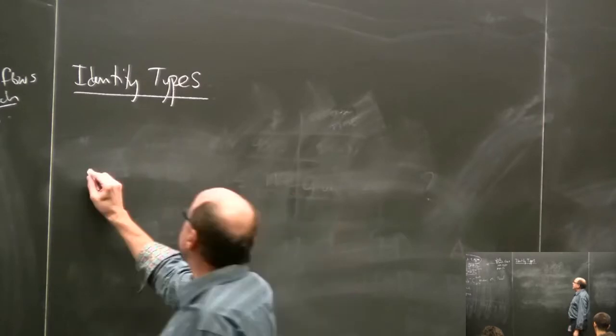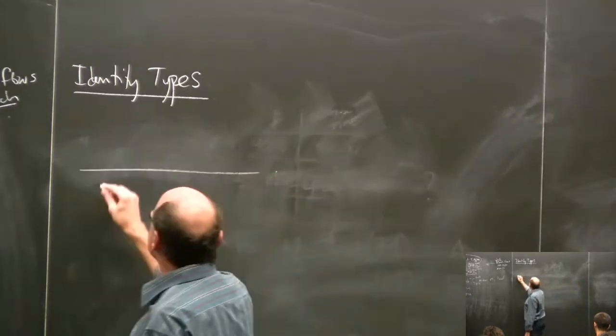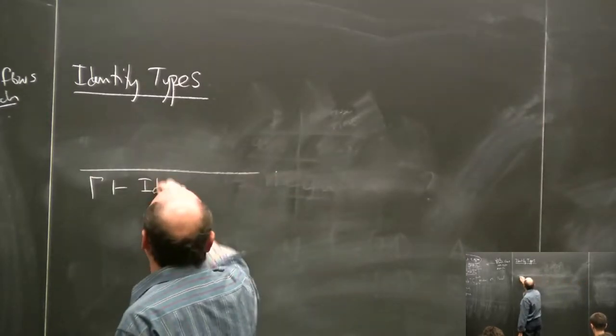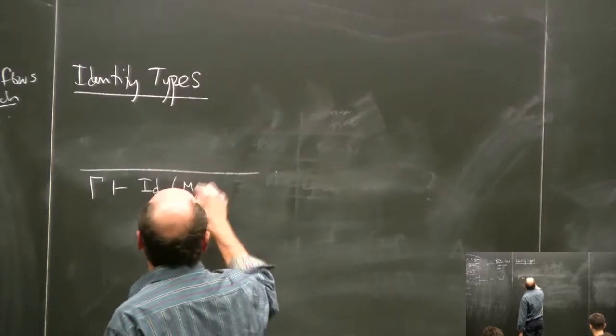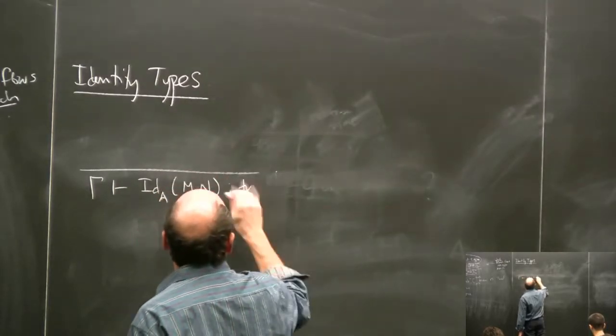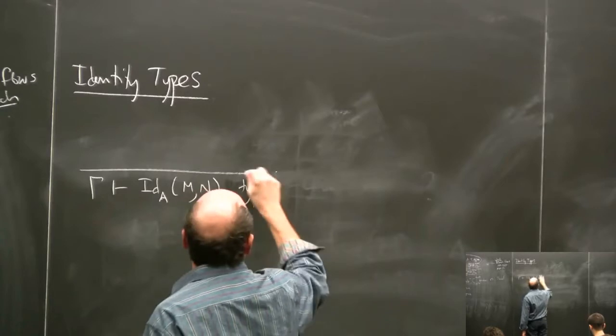Alrighty. So now, what were the identity types? The idea was we have a formation rule that looks like this. We have the type, we'll call it Id A M N, which is going to be a type.